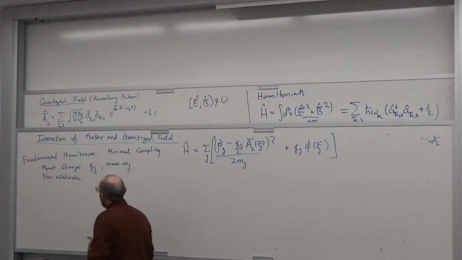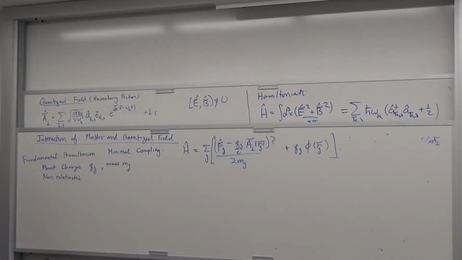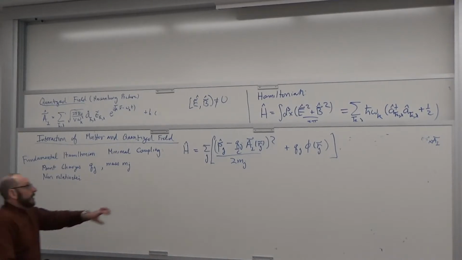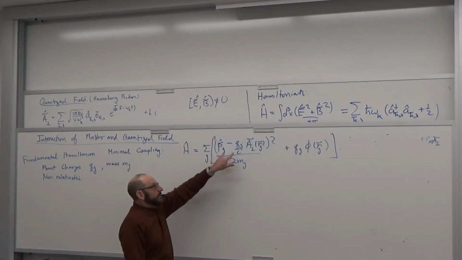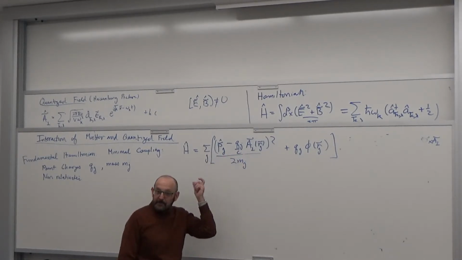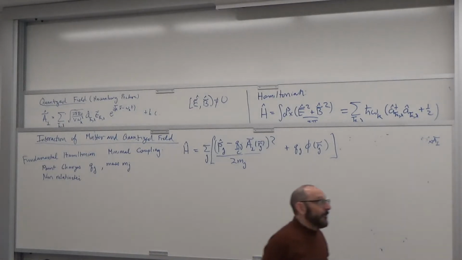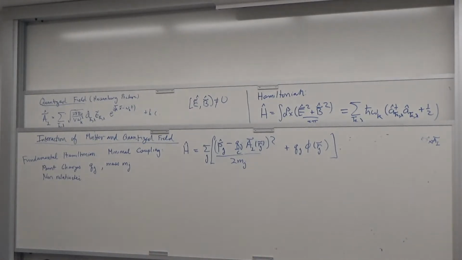So we're in the Coulomb gauge. We have the kinetic term, which involves the kinetic momentum, which, as you may have learned in your quantum mechanics classes, means I have to be careful. There's the canonical momentum and kinetic momentum, and they're related in this way.